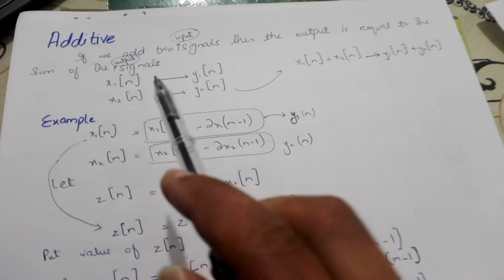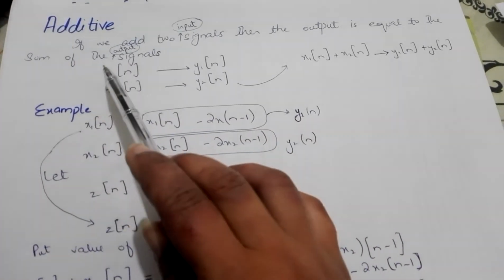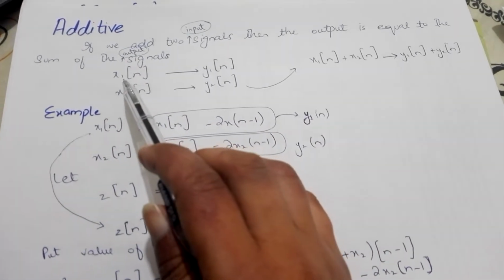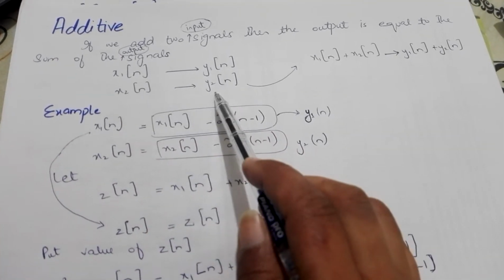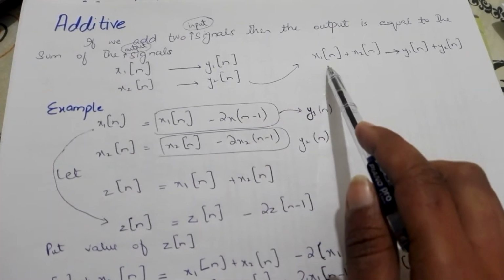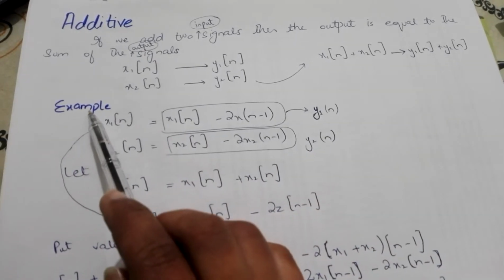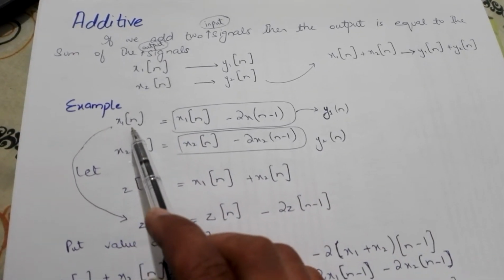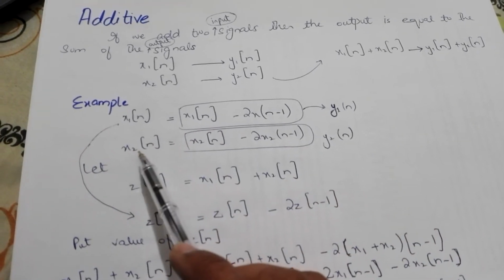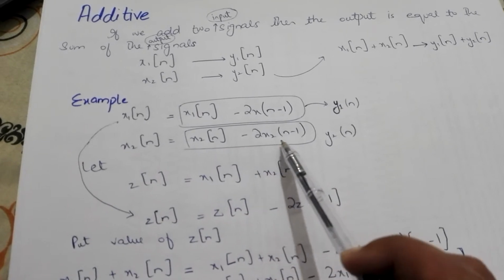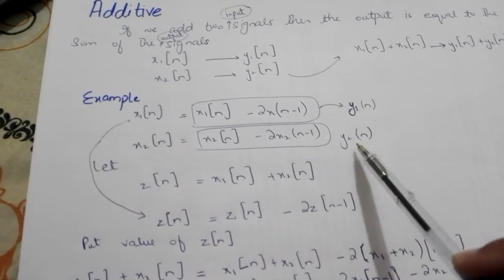Next property is additivity. If we add two input signals, then the output is equal to the sum of the output signals. For example, if x1 of n has output y1 of n, then x2 of n has output y2 of n. Now if we add two input signals, then their output signal is also the sum. We consider the example x1 of n minus 2x1 of n minus 1, and x2 of n minus 2x2 of n minus 1. We consider this whole as y1 of n and this as y2 of n.